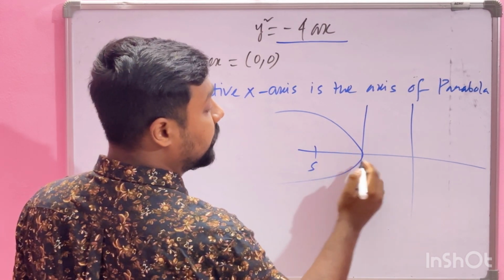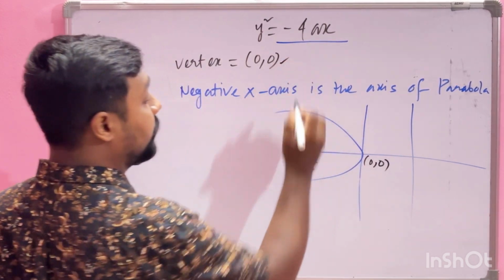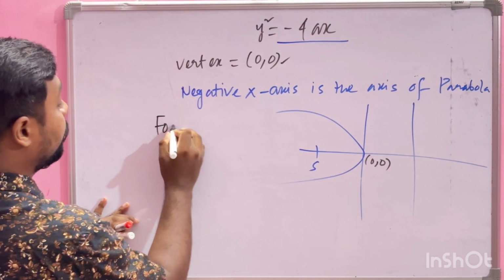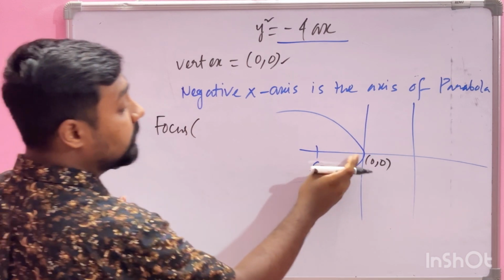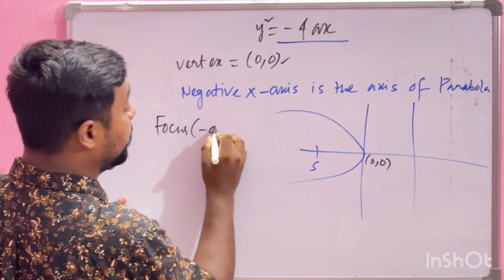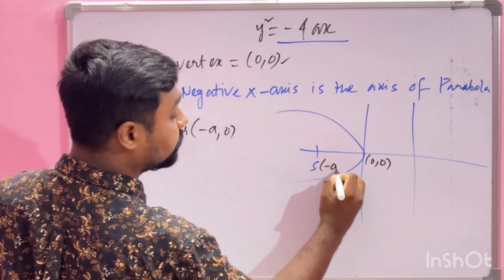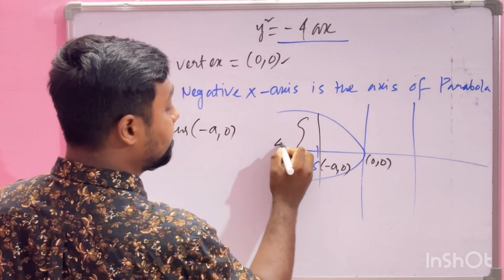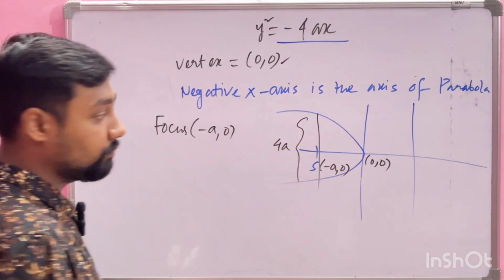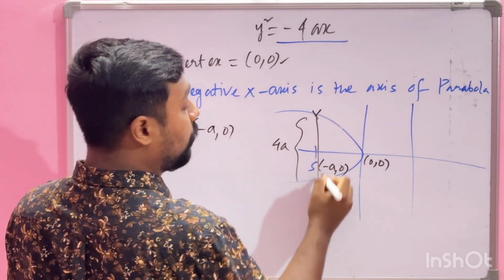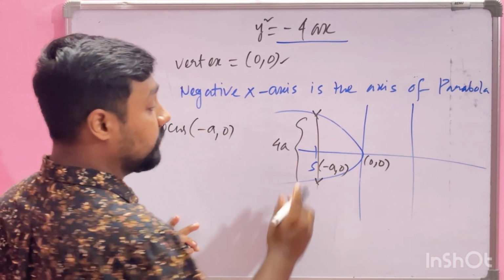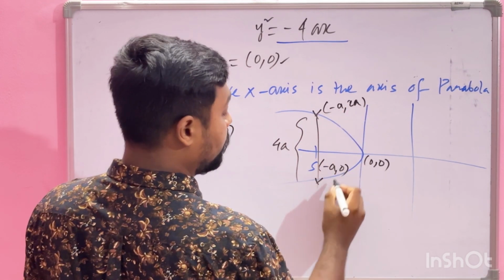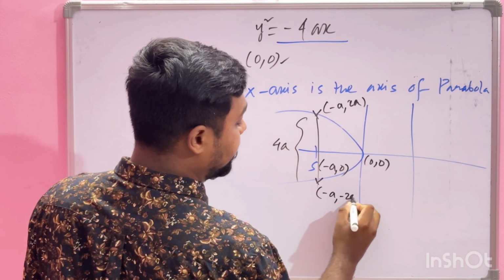The coordinate of vertex is (0, 0). We have already found it here. Now what is the coordinate of focus? Here focus will be in the negative direction of x axis. That means it will be (minus a, 0). Length of latus rectum is 4a, fixed. Now what will be the coordinates of extremities of latus rectum? That is (minus a, 2a) and (minus a, minus 2a).